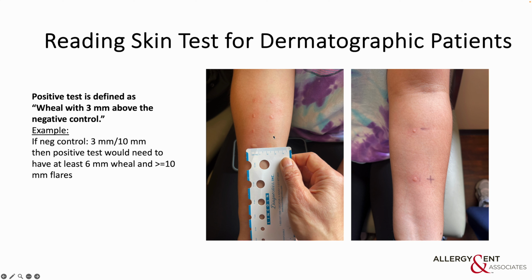All these are negative tests. Even though it looked like a 2 to you on a normal patient, in this dermatographic patient, all of these are negative. Only the dust mites is positive. So again, positive test is defined with wheal 3 millimeter above the negative control. Again, if the negative control is 3 millimeter wheal, 10 millimeter redness, a positive test would need to have at least 6 millimeter wheal and also greater or equal 10 millimeter of redness.